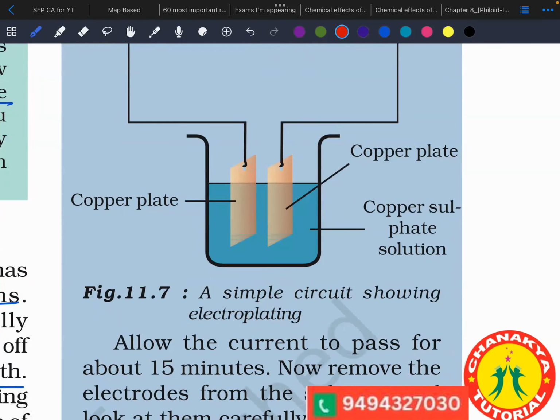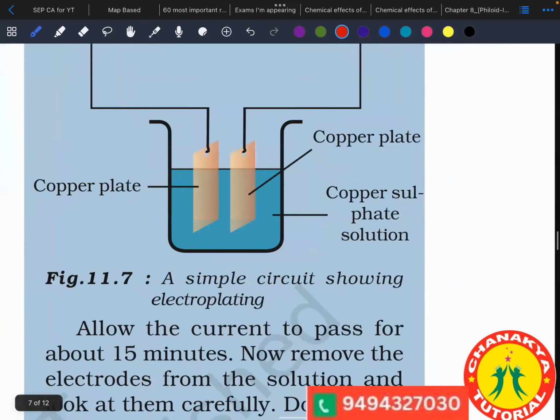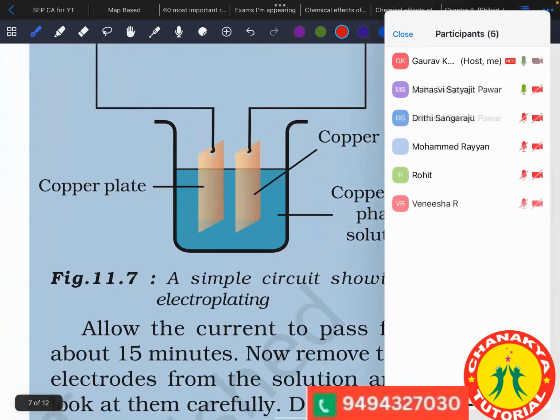Sir, I have a doubt. Yes, ask. Will the solution always have positive ions only? Not necessarily. It will be a mixture of positive and negative ions. Because the material that is to be coated is kept at the negative terminal, the positive ions are attracted over there. So it should be positive all the time.